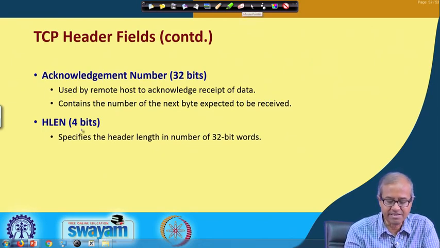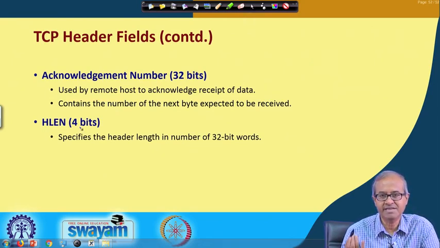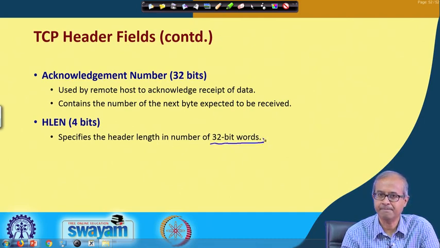Now, header length is a 4-bit field, it is just similar to the IP, and the IP header also has a header length field. It specifies the header length in multiples of 32-bit words. So, minimum value is 5 because minimum header size can be 20 bytes.